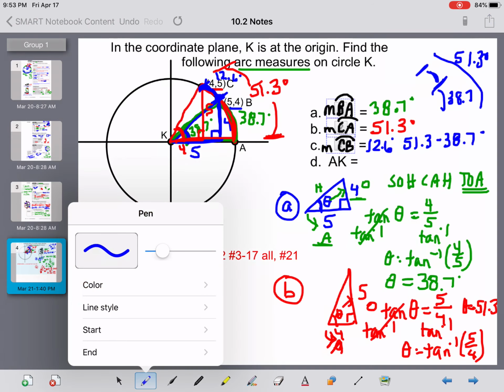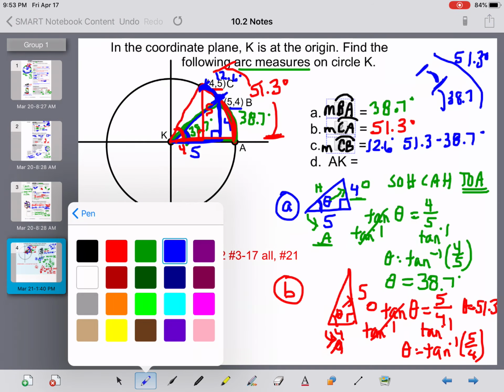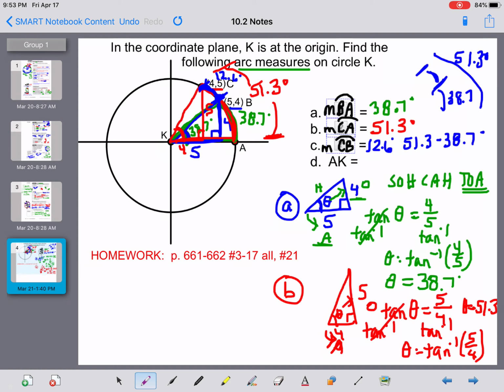Use a color maybe I haven't been using here. I'm going to use a purple here. It says find AK. Here's A. Here's K. AK here. I don't know what A's coordinate is. AK. Oh, that's the radius of the circle. Here's another radius of the circle. Here's another radius of the circle. And I know from the rule, all radii in the same circle are the exact same length.